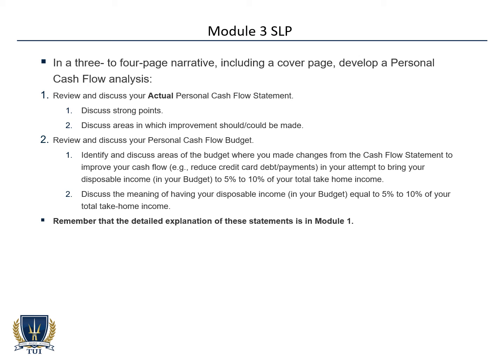So in your attempt to bring your disposable income in your budget to 5 or 10% of your total take-home income, right? If you've got a goal of getting your disposable income up to 5 or 10%, you might want to change the maturity on some of that debt. You might want to pay some of it down out of other assets, or restructure things so that you've got more of a cushion.